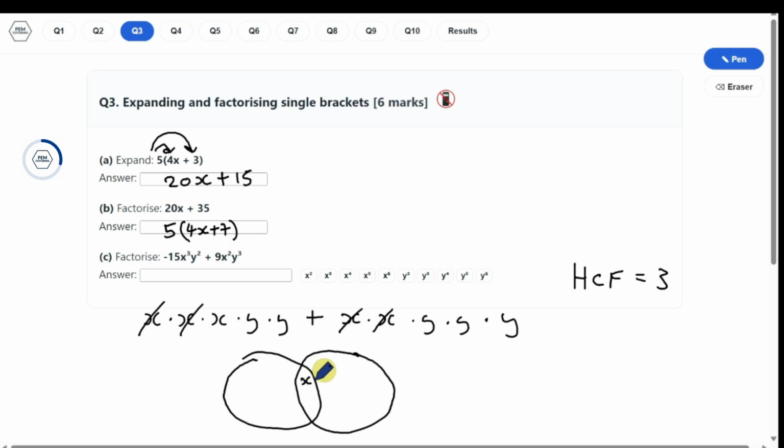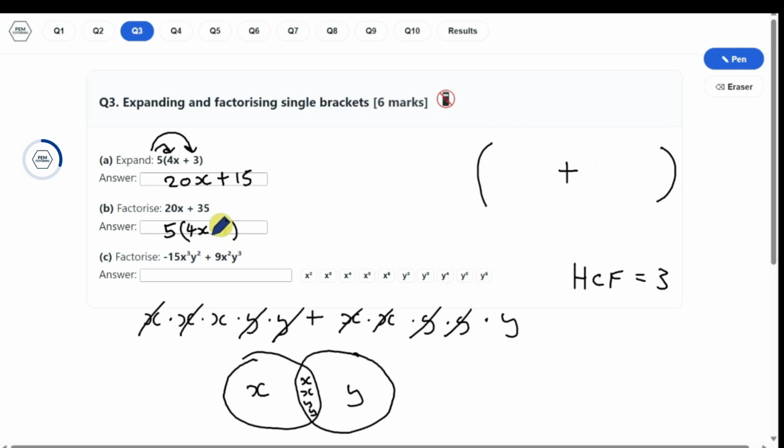So we put x there and x there. And we can see that there are also 2 y's in common, so we put y and y inside there as well. And we're left with x here, and we are left with y there. So now we draw our brackets, and we had plus in the middle, so we put plus there.